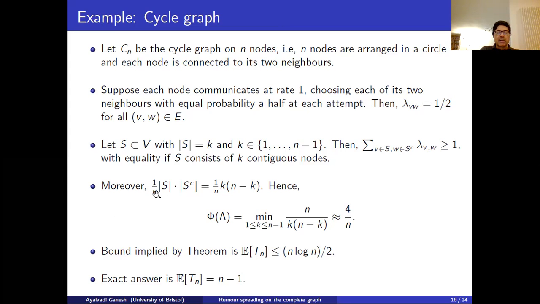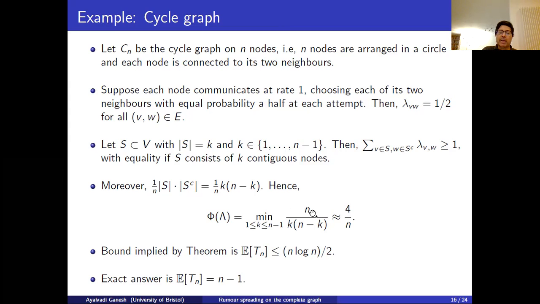Okay, so that's the numerator in the expression for the conductance. What about the denominator? The denominator is 1 over n times the size of S times the size of S complement, which is just 1 over n times k times (n minus k). So the conductance now is the minimum over all subsets. And let's group the minimum over all subsets by varying k and then minimizing over k-element subsets. So if you fix a value of k and minimize over k-element subsets, the numerator gives you 1, the denominator gives you this, so the ratio becomes n over k times (n minus k), right? So this is the minimum value of the ratio for a k-element subset. And then to minimize over all possible subsets, this becomes a minimization over the integers k between 1 and n minus 1.